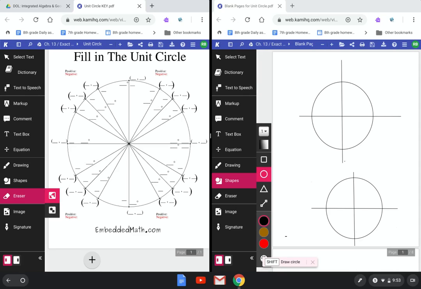I have two different screens because I'm going to go back and forth between the two of them. We are going to concentrate on filling in the unit circle. So on the left screen, you should have this piece of paper. Hopefully you're able to print it out.